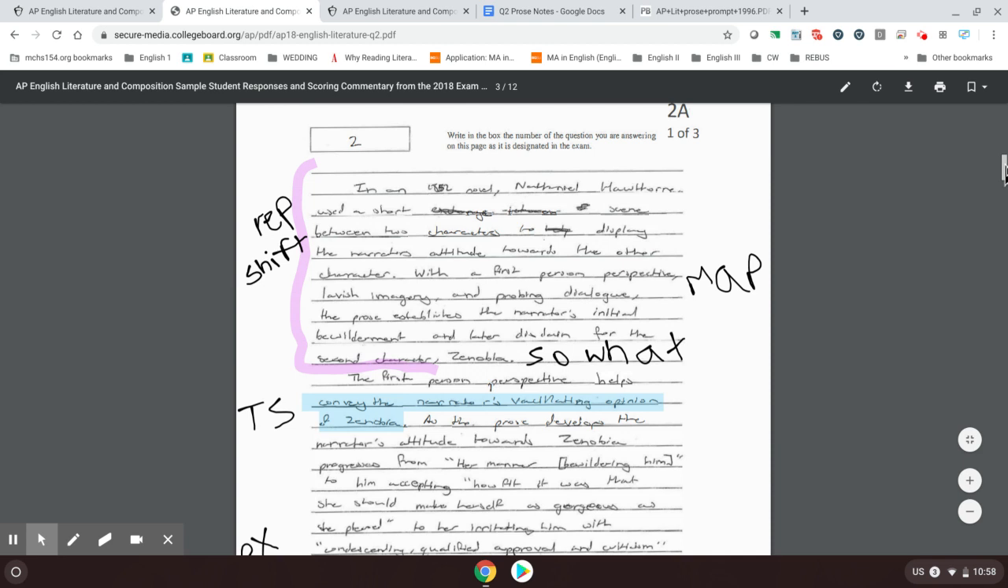So responding to the same prompt, this essay begins with, "In an 1852 novel, Nathaniel Hawthorne used a short scene between 2 characters to display the narrator's attitude towards the other character." All right, so my first thing is, yes, we've got title and author. This person also chose to add in a little bit of context that was given in the prompt.